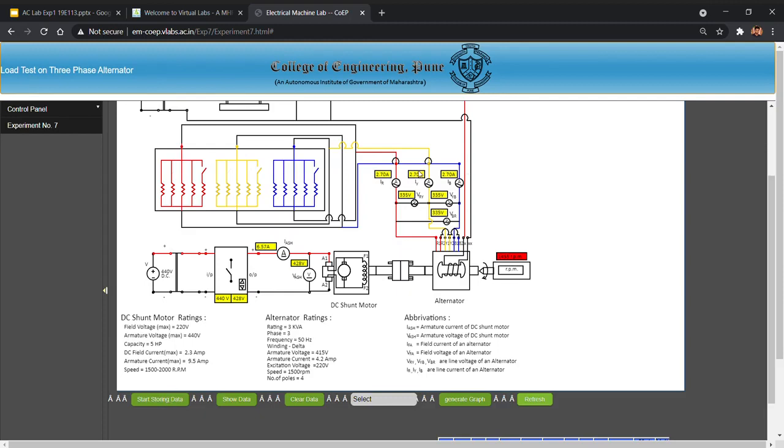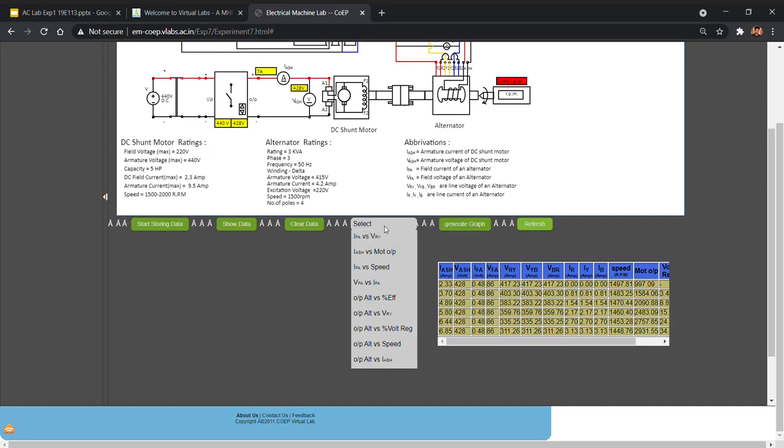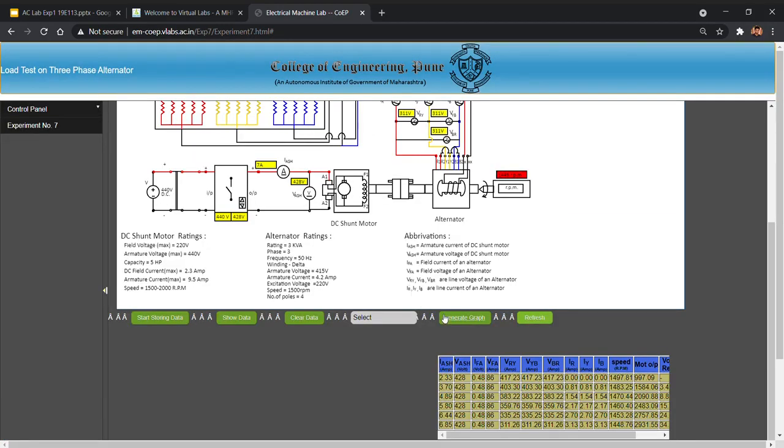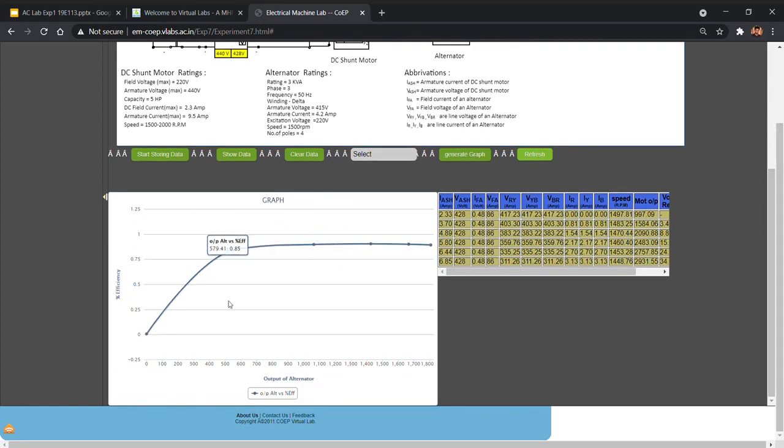As we can see, the alternator output current is increasing while the alternator output voltage is decreasing. This is due to the voltage regulation of the alternator. Now we have connected all the loads. Let us see our stored data. Now let us generate the graph for output versus efficiency. So this is the graph of output versus efficiency. It is very similar to DC machines.